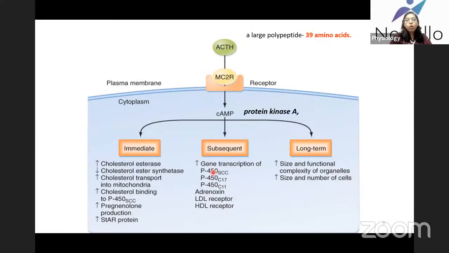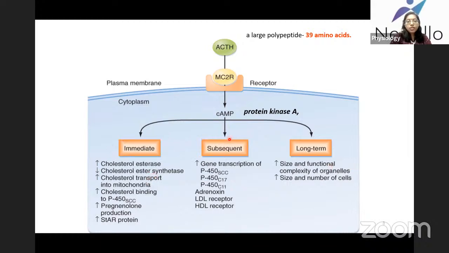There is further more into this, which I'm going to discuss in this slide. ACTH is a large polypeptide with 39 amino acids. I've told you it acts on the receptor which is present on the membrane of zona fasciculata, which is the MC2R receptor, which activates cyclic AMP and protein kinase A, and it activates multiple series.